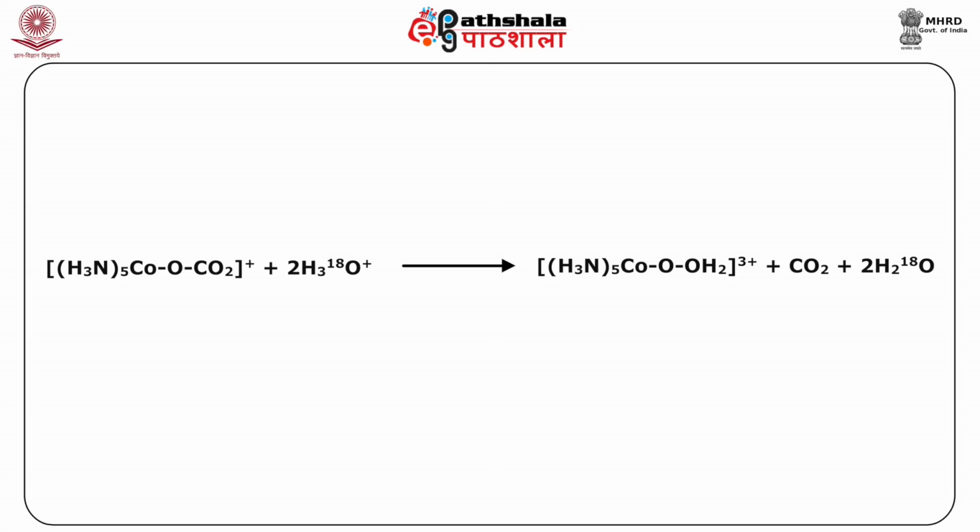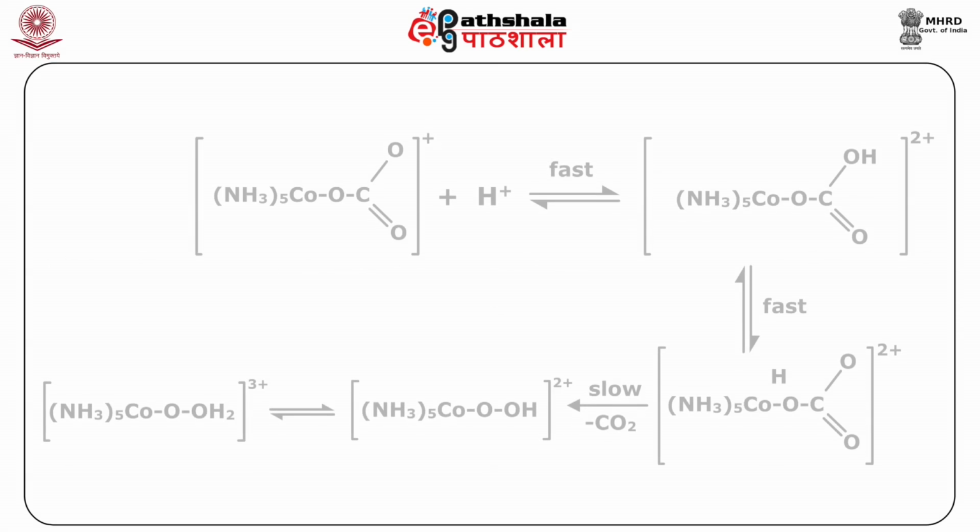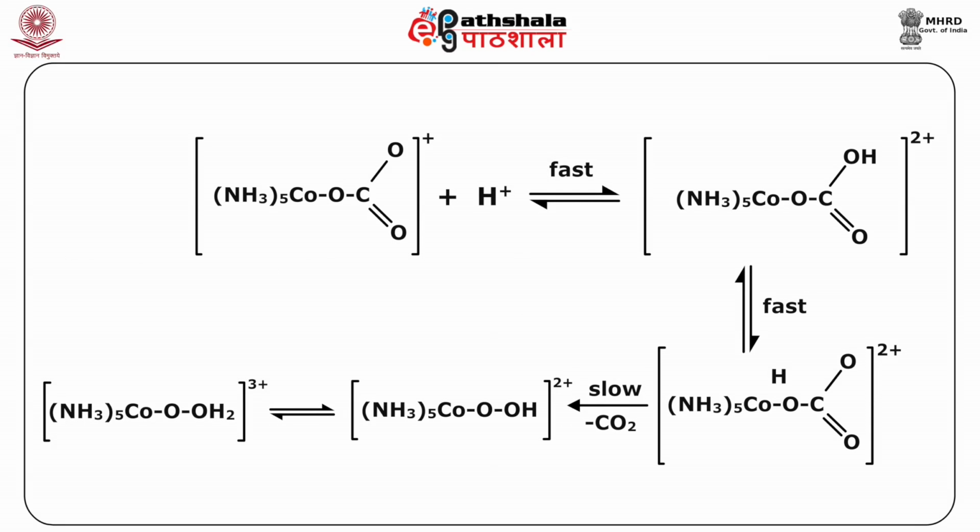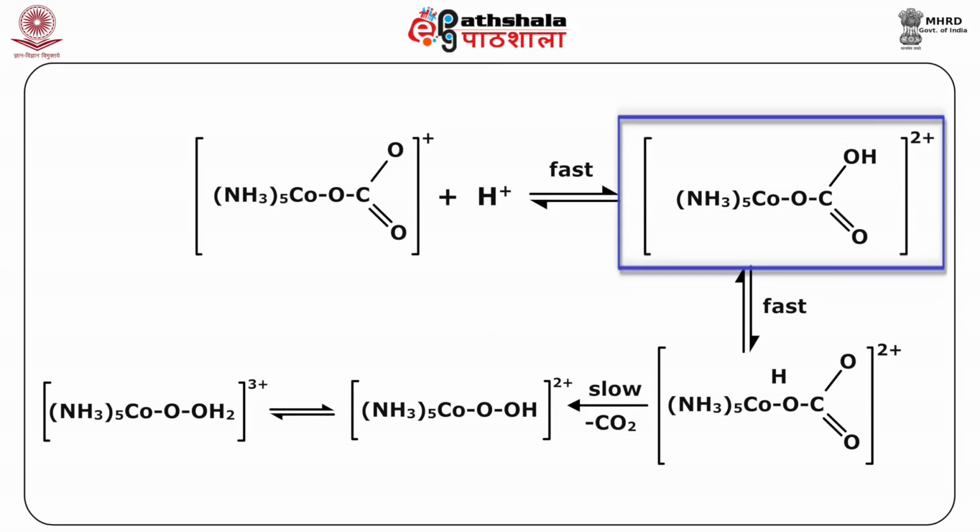Here what you find is that the oxygen which was in the medium, labeled by O18, didn't come with the substrate [Co(NH3)5OCO2]+, but it is removed after the reaction. So in the mechanism that I have shown in the scheme, H+ ion attacks over the oxygen part of the carbonate group and it forms [Co(NH3)5O-COH] with C double bond O.